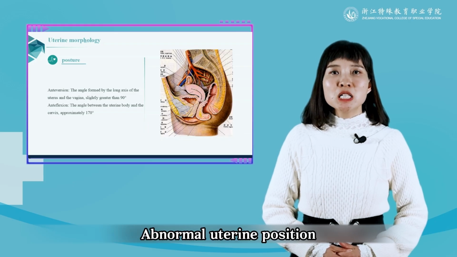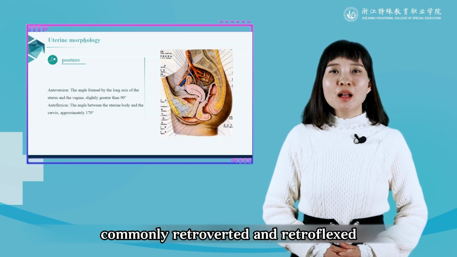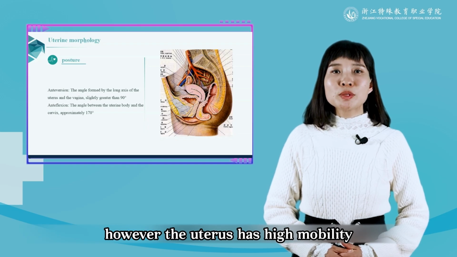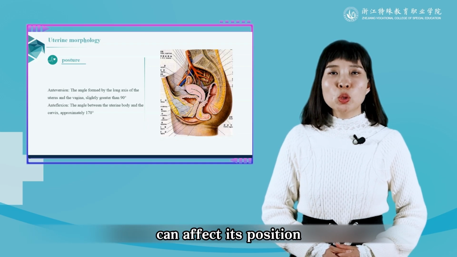Abnormal uterine position is one of the causes of female infertility, commonly retroverted and retroflexed, uterine retroversion. However, the uterus has high mobility, and the filling status of the bladder and rectum can affect its position.